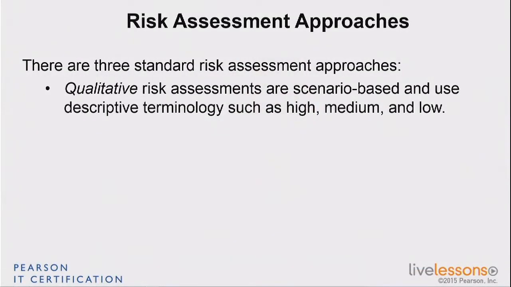So the impact would be high, medium, and low. The likelihood, high, medium, and low. The risk level, high, medium, and low. Again, those descriptive terms can change, but we're really using this terminology. Qualitative risk assessments are pretty common.